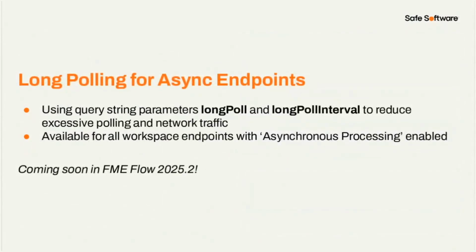This feature is all about efficiency. For APIs using asynchronous processing, we're introducing support for long polling, so you can reduce the load from constant status checks. Are you done? Are you done? By adding these parameters to your requests, FME can wait and respond only when the job is complete, cutting down on polling frequency and network traffic. It's supported across all workspace endpoints where async processing is enabled, and it's ideal for more scalable, performant API integrations. Again, this one's coming your way in 25.2.